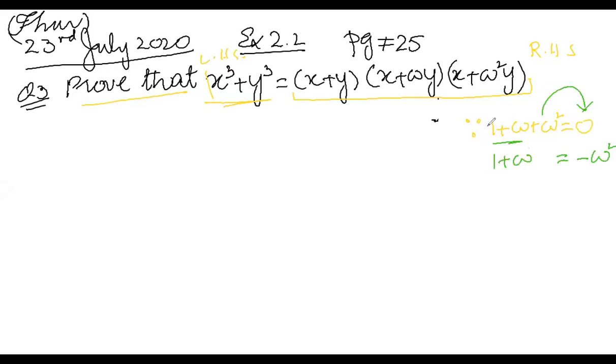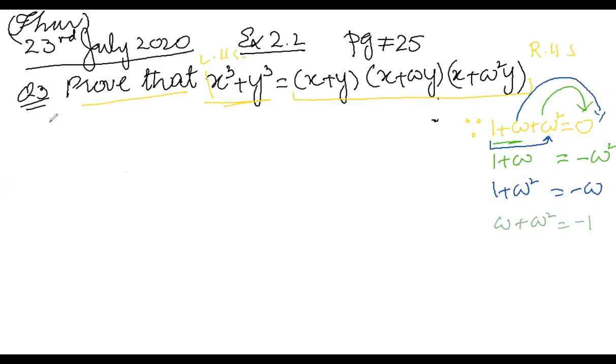Similarly, this time we will take another value, 1 plus omega square. We will keep this value on the left hand side and take the other value to the other side. This will become 1 plus omega square is equal to minus omega. So two formulas we got. And similarly, my dear student, one more formula I'm giving you: if we keep omega plus omega square on one side, then we'll get minus 1. So these are some formulas which I have discussed with you.